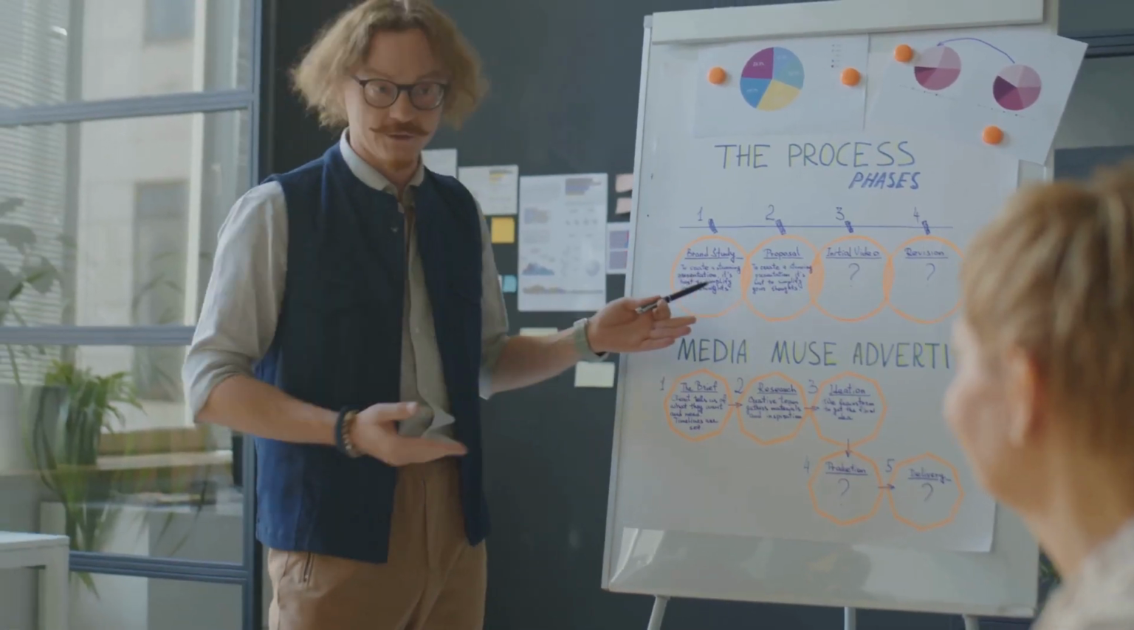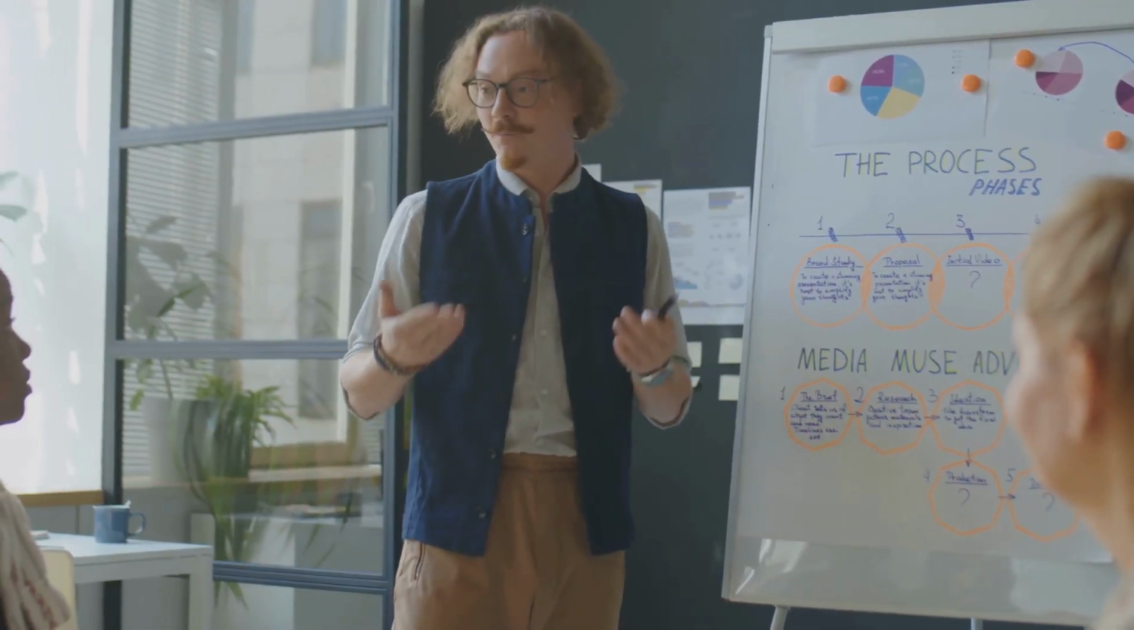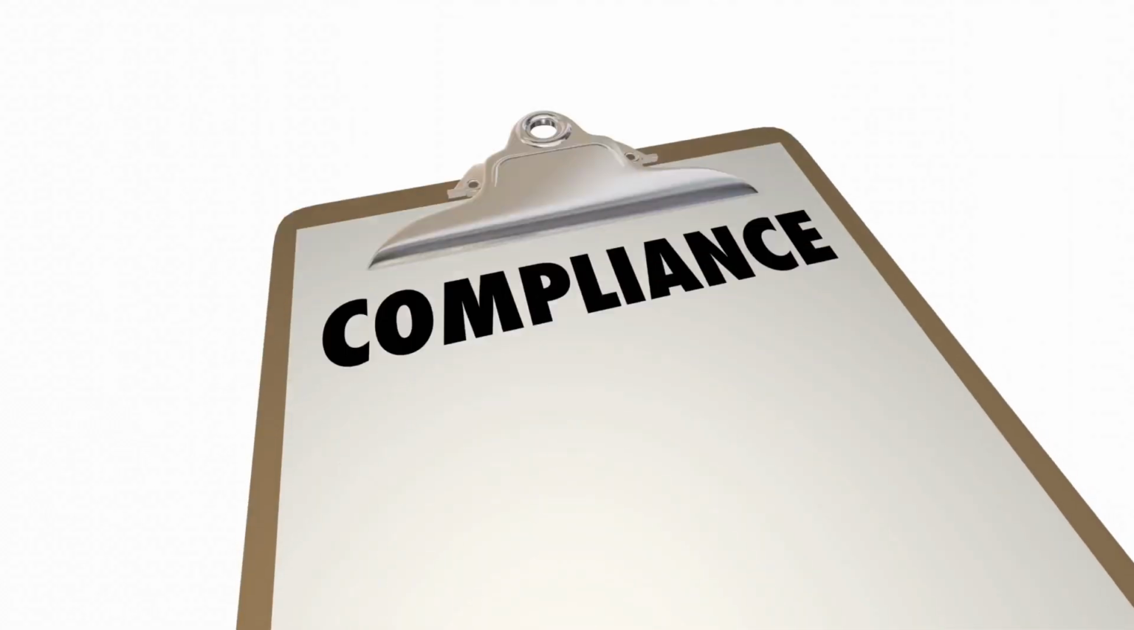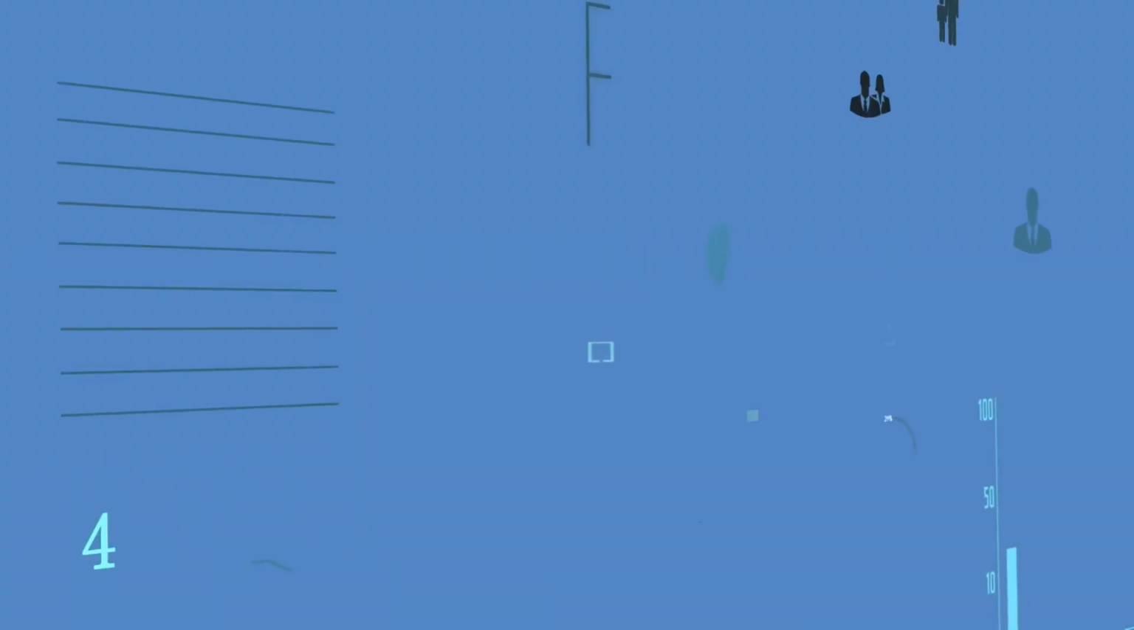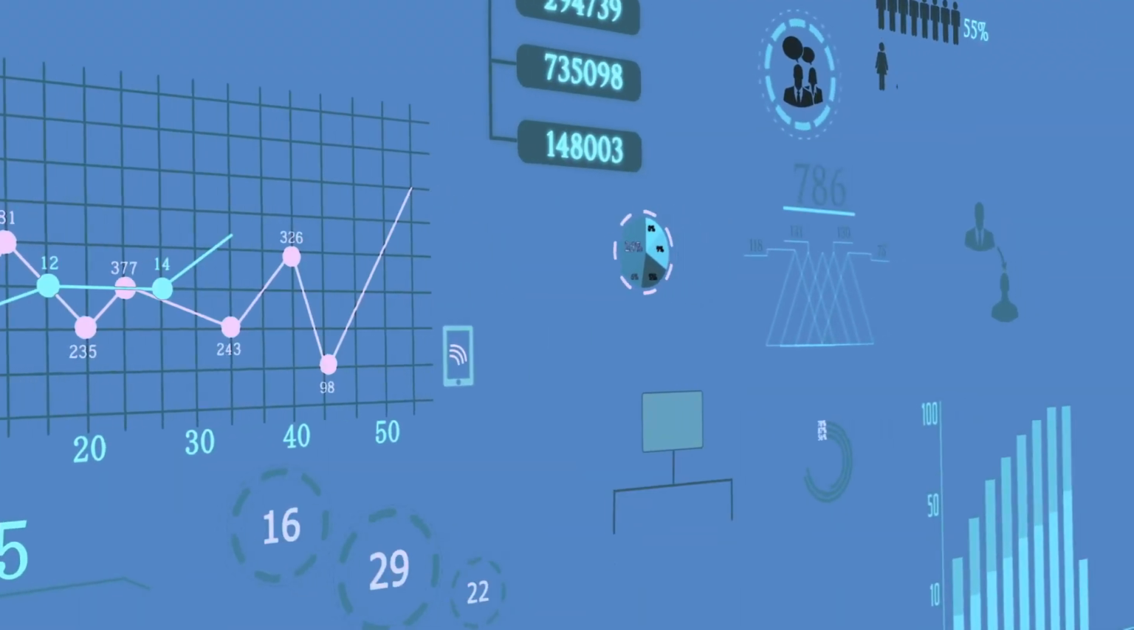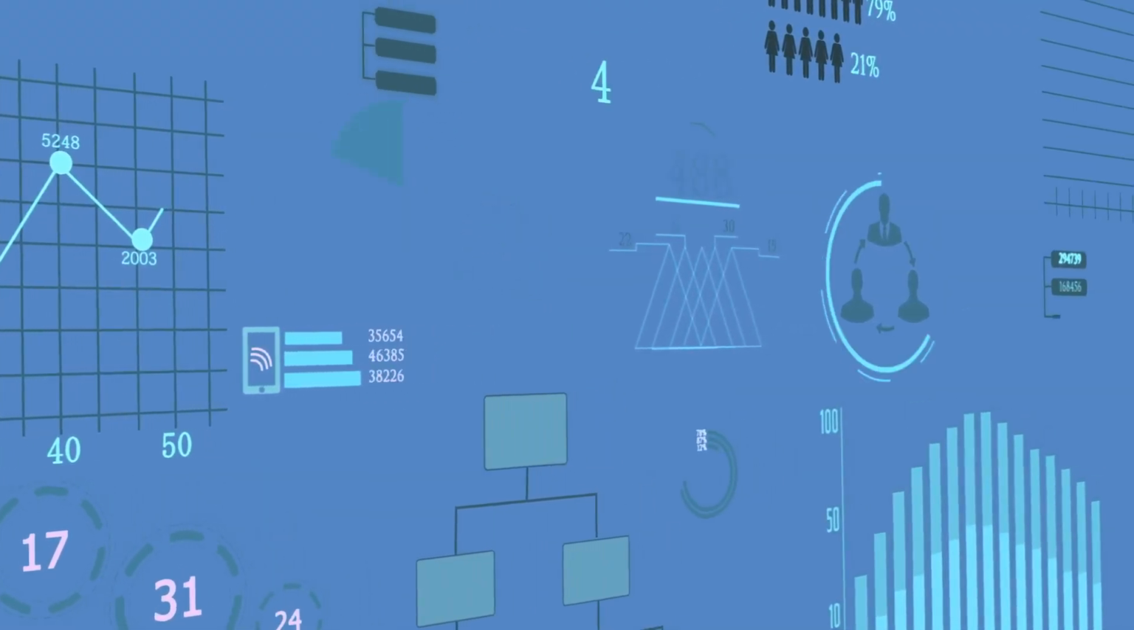Use PESTLE to frame external risks and enablers for localization. Political and legal: market entry rules, claims, data residency. Economic and technological: budgets, volumes, tooling, and automation shifts. Social and environmental: locale sensitivities, sustainability expectations.